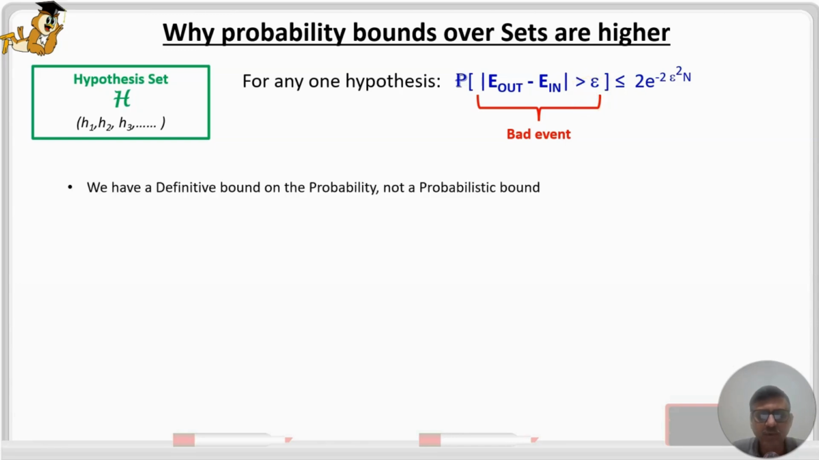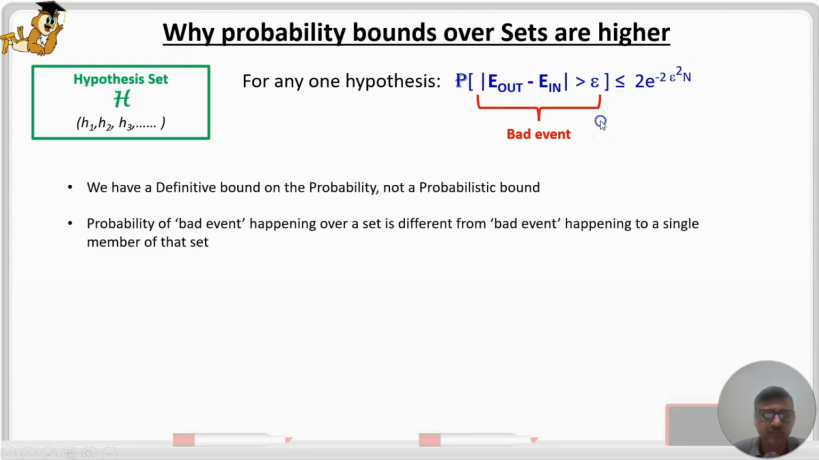The first thing to notice is that what we have here is a definitive bound on probability and not a probabilistic bound. In other words, the probability of this bad event happening is definitely not higher than this quantity. We are not saying that it is probably going to be less than this quantity. The probability is definitively bounded by this quantity over here. That's the first thing we need to understand. So this is a definitive bound on the probability of a bad event.